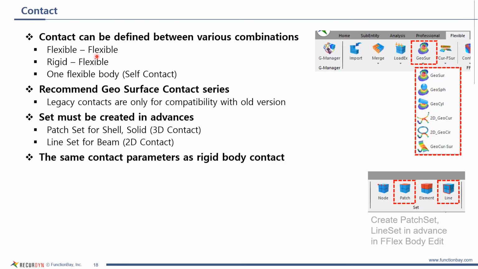RecurDyn supports contact between various combinations of different body types. It also supports self-contact within one flexible body. Several kinds of contacts are supported, but I recommend to use this GeoContact series. The contacts shown on the right were developed in the old version of RecurDyn. GeoContact is newer version and its performance is much better. When defining a contact, patch set or line set must be created in advance. The contact parameters are the same as those used for rigid bodies.